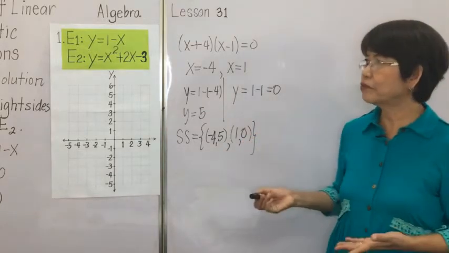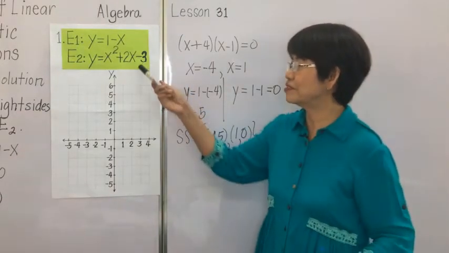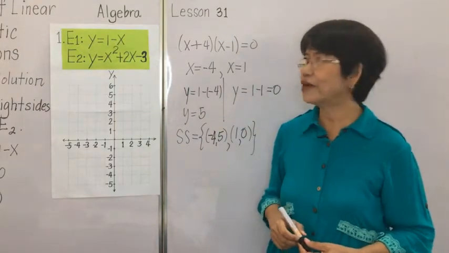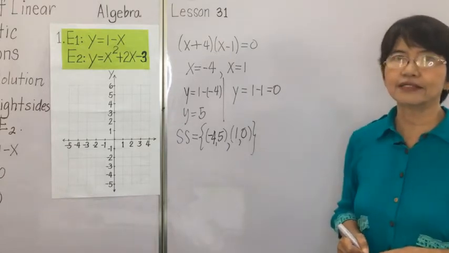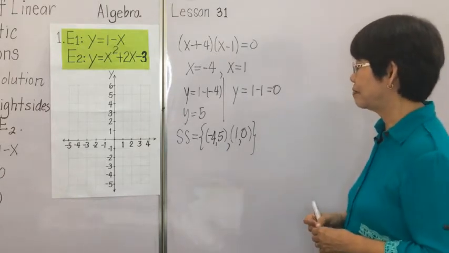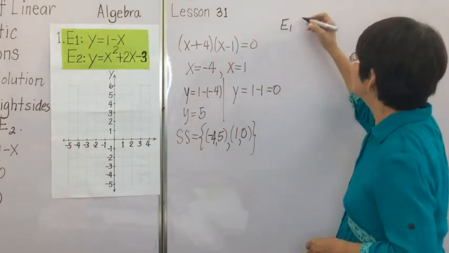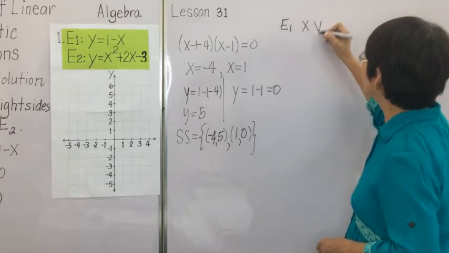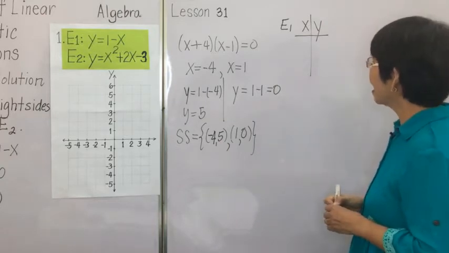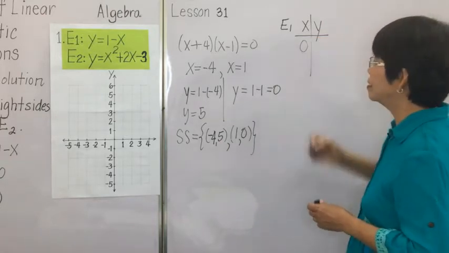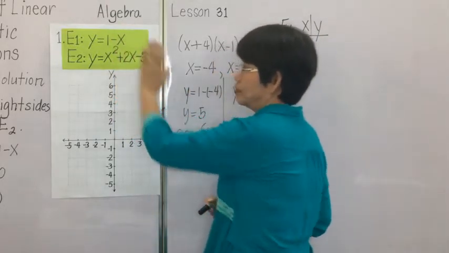Okay, this time we will do the graphical solution. We will graph these two equations starting with equation 1. So equation 1 is a linear equation. So we just get the x-intercept and the y-intercept. So for equation 1, we have x and y. When x is equal to 0, we have the y-intercept. So we simply cover this. This is 0. So y is equal to 1.